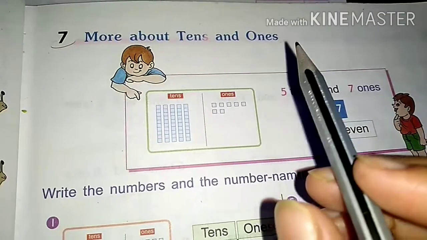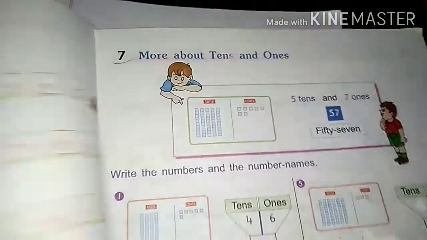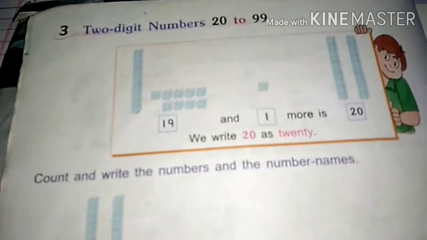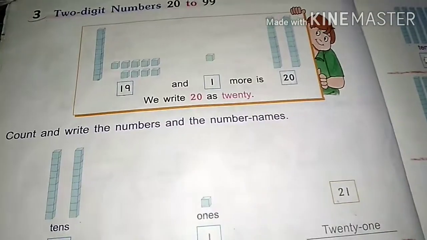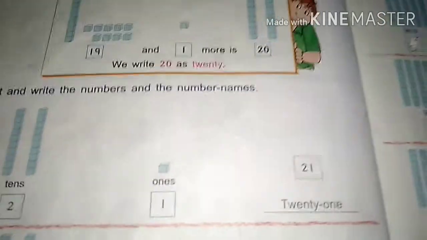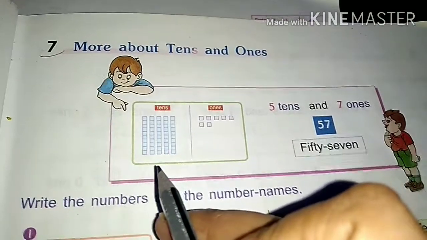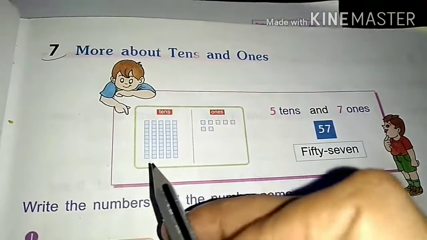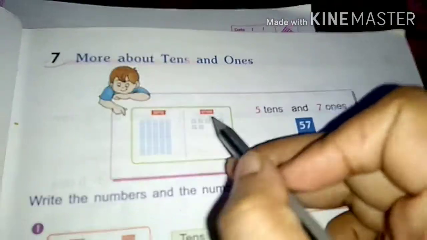This is page number 69. More about tens and ones. This one we have already studied in page number 64. I have already explained you, and this one we have already solved. So in the same way we have to do that one also. So here in this page 69, tens and ones is given. Okay, so you have to count how many tens and how many ones.